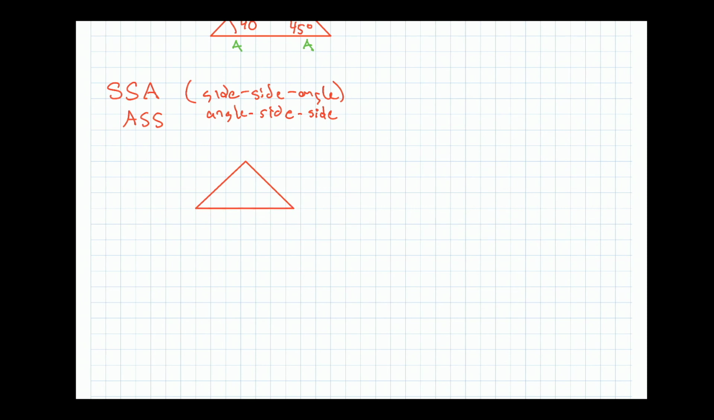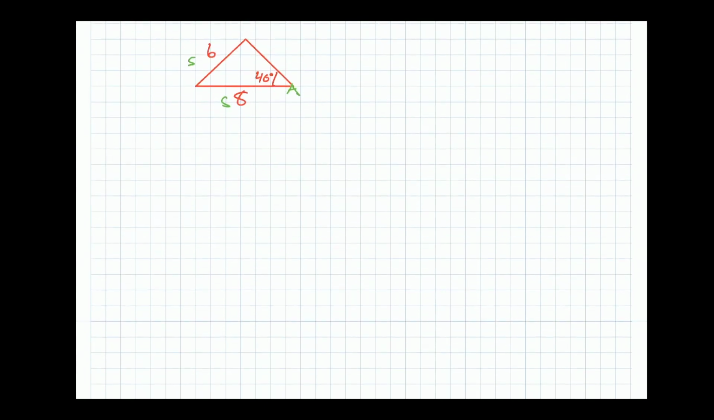So you would use this if you knew a side and an angle. What that would look like is something like this. If I say this is 6 and this is 8 and this is 40 degrees or something, right? Because you've got a side, and then an angle, right? All right, so those are some of the cases that we could find.